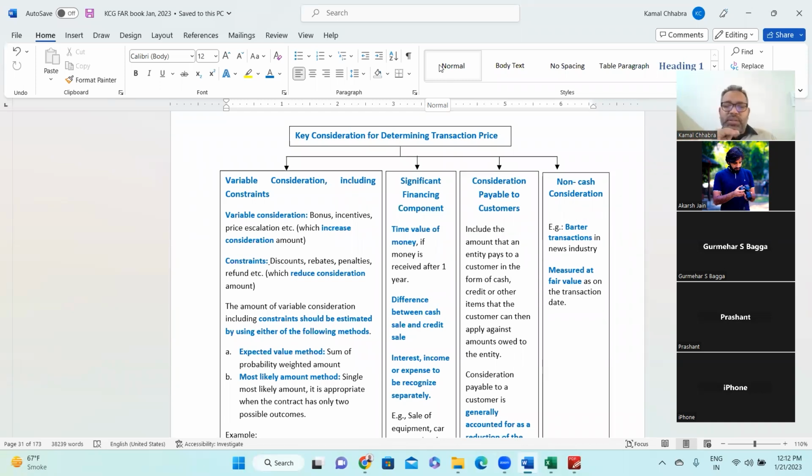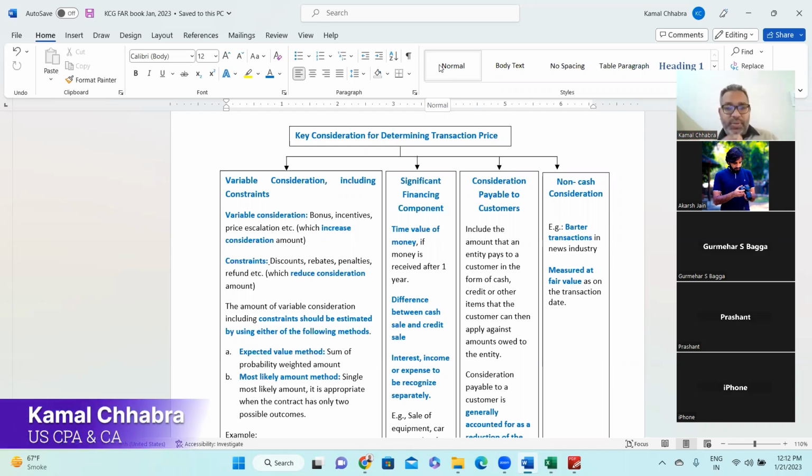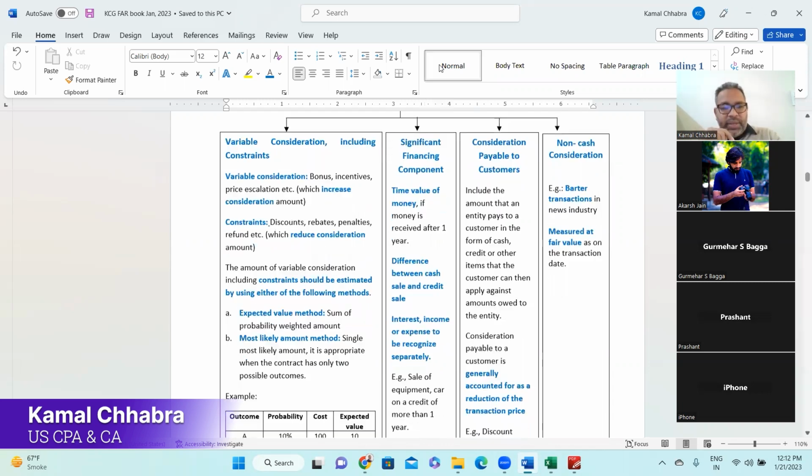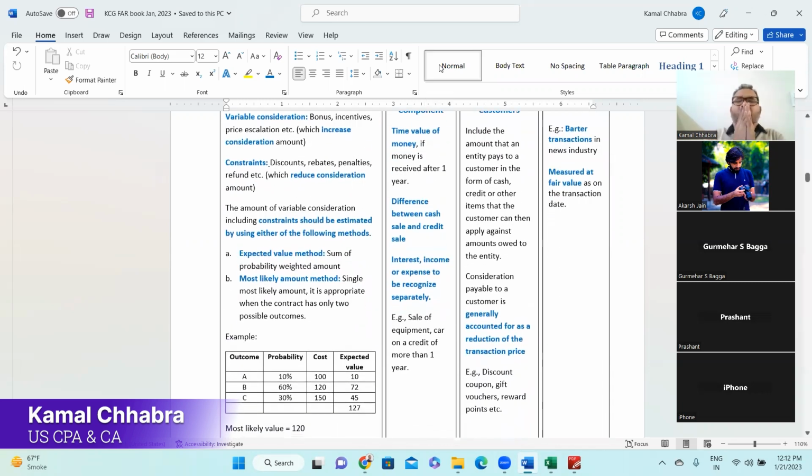On the other side, what is constraint? Any discount, any rebate, any penalty, any refund which you need to give back to the customer, which basically reduces the consideration, is called constraint, right? The amount of variable consideration, including constraint, should be estimated using either of the following methods. Whether you have a variable consideration or a constraint to the variable consideration, you can estimate the amount by either of these two methods.